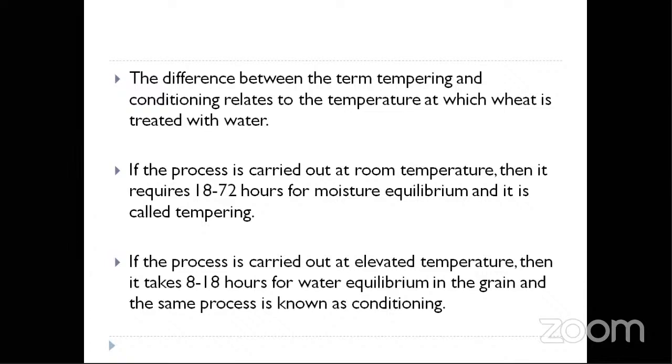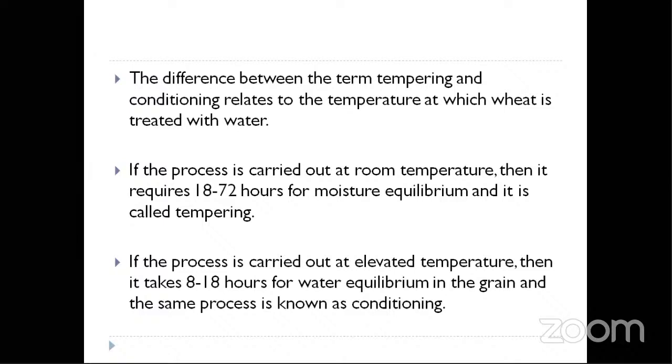Now I am using both the terms, tempering as well as conditioning. Now what is the difference between these two? The main difference is the temperature and the duration. Conditioning is carried out at elevated temperatures and for shorter duration of time. And this tempering is carried out at room temperature and it requires longer periods, that is 18 to 72 hours, so that the moisture is distributed equally or uniformly. So if it is carried out at room temperature, then it is known as tempering.